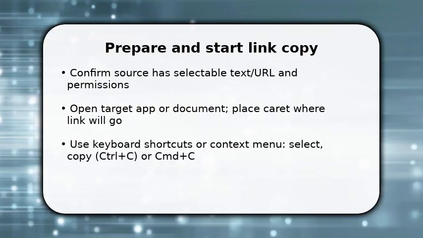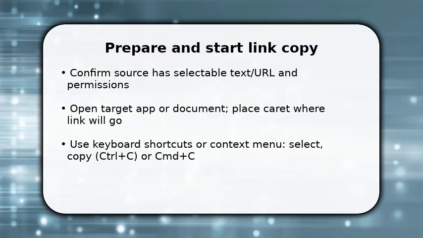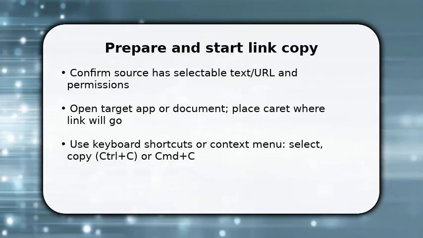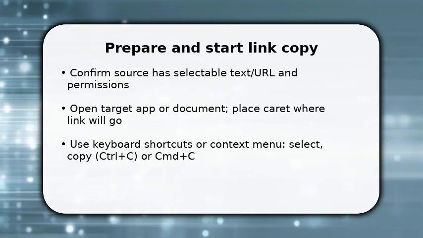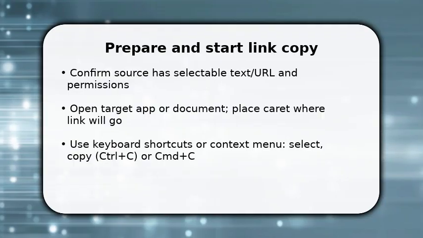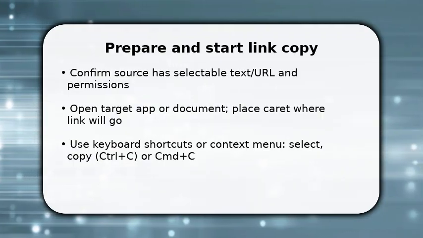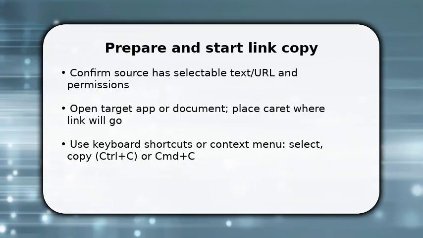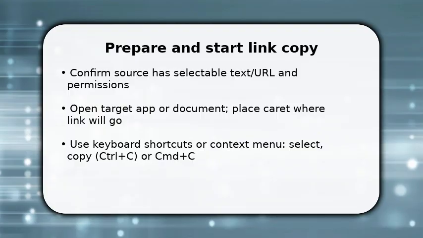You begin by ensuring the content you want to link is selectable and permitted, otherwise copying will fail. Once confirmed, open the target document or field and place the insertion point where the link must appear. Next, select the source text or URL precisely, then copy it using the keyboard shortcut or context menu.